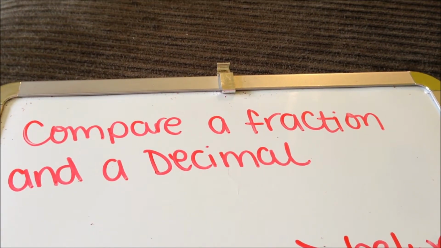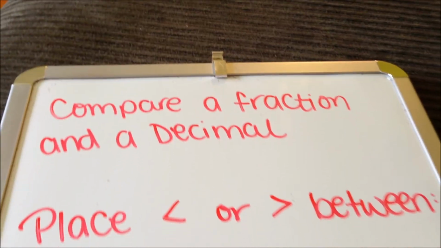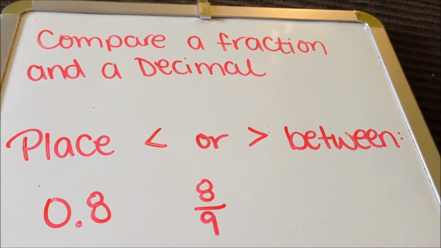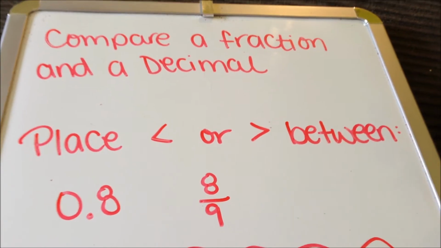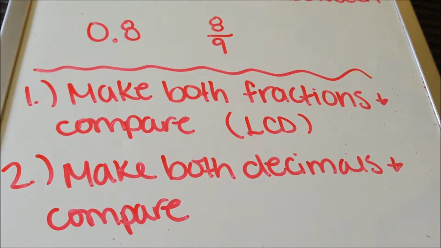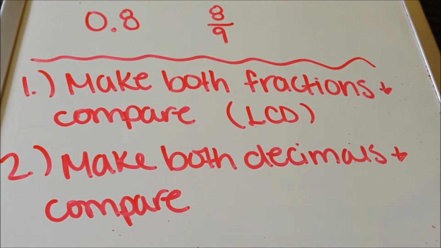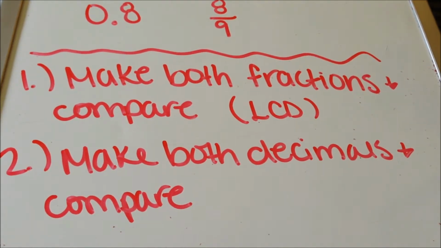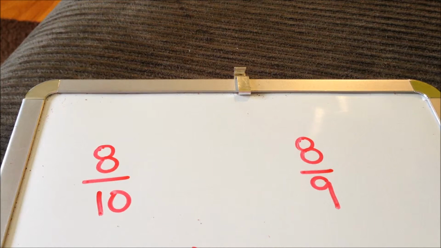The last concept for this section involves comparing a fraction and a decimal. For example, place a less than or a greater than symbol between 0.8 and 8/9. There are two methods for doing this. Number one would be making both numbers fractions and comparing them. You'd have to find an LCD. And the second method would be making both decimals and comparing which one is larger.